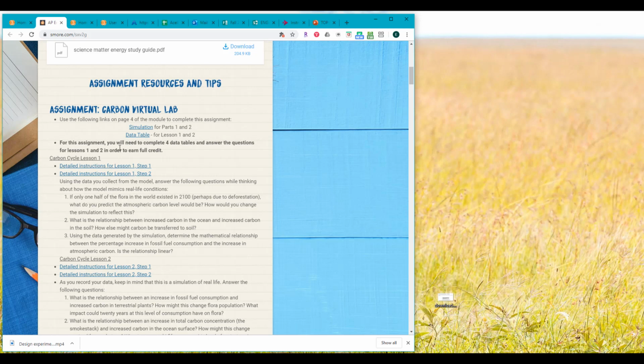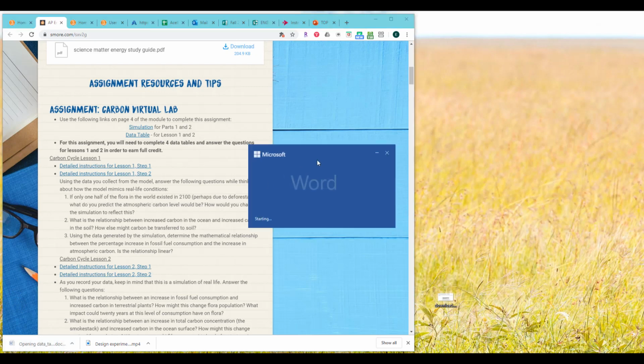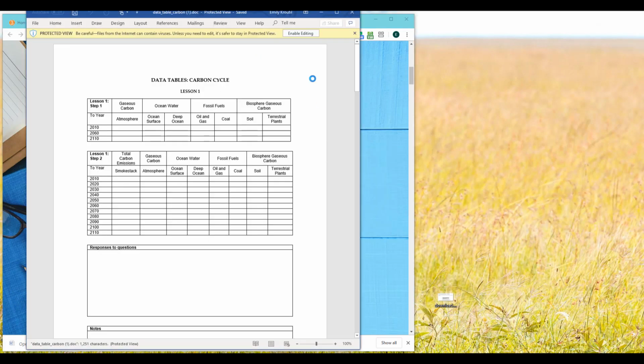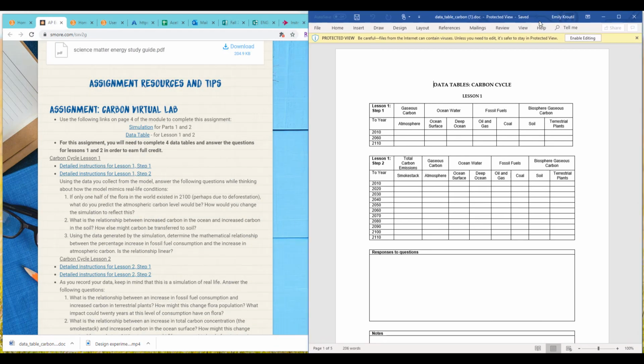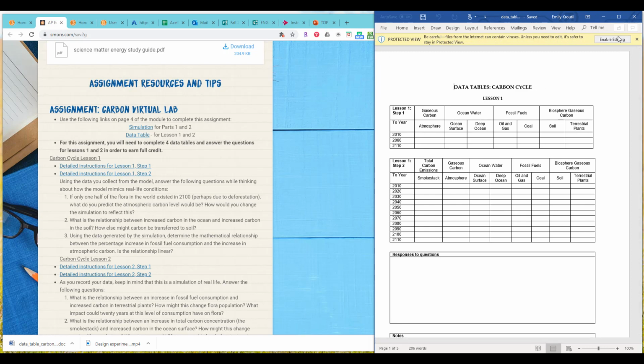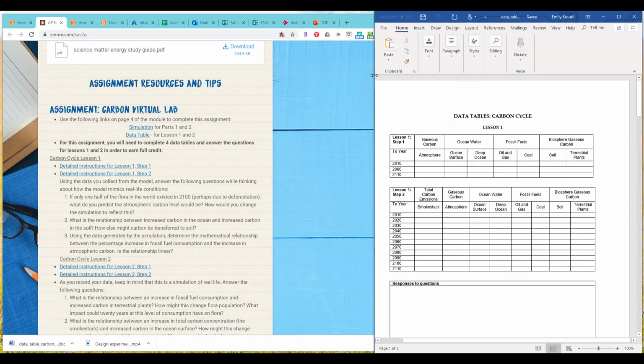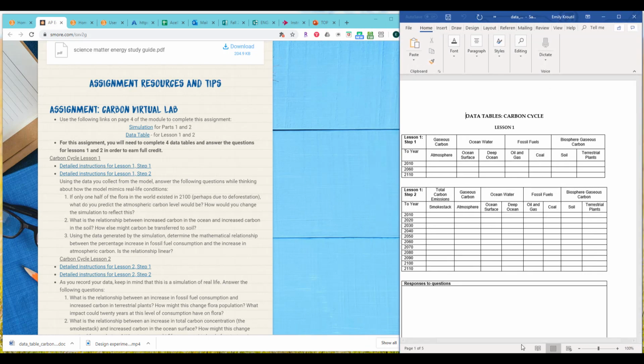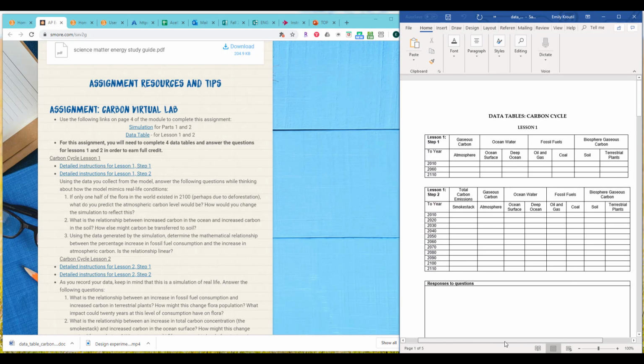these are the questions we'll answer at the end. So the first thing I'm going to do is download the data table, that way I can have that as I'm working. And I'm going to move that over here, that way we can work on it and put our data in here and all that sort of stuff.